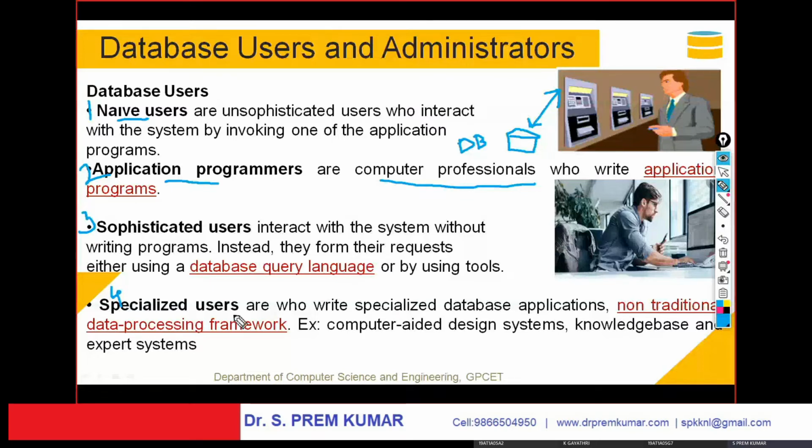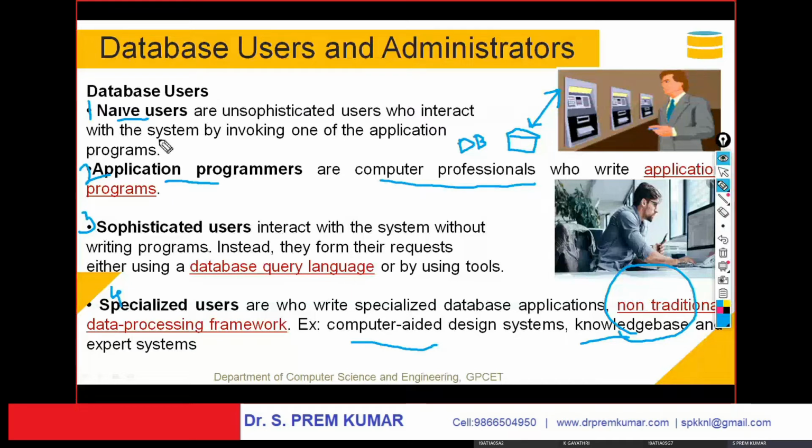But the specialized users will use the database for non-traditional purposes, like knowledge-based systems, like computer-aided design systems. They are not commercial, they are scientific. They are designing applications. Generally, database is used for commercial applications. But the specialized users are those who use the database for non-traditional, non-commercial purposes. It may be scientific, it may be designing, it may be graphical applications. These users are called specialized users.